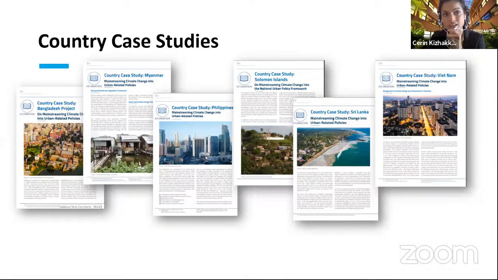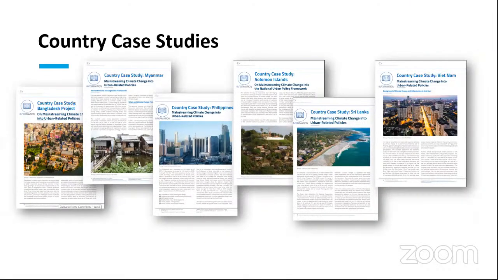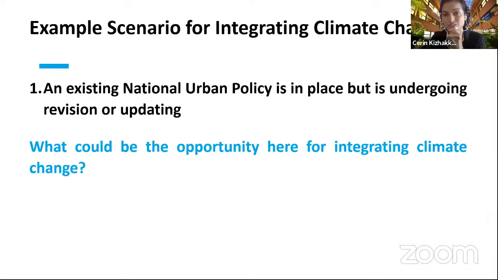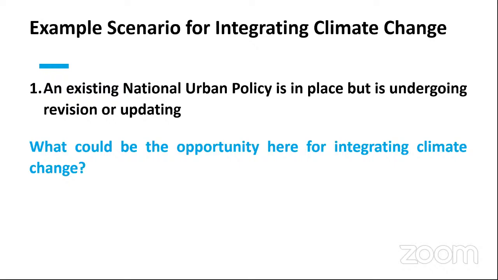Here are a few case studies from all over Asia Pacific that might be helpful, and each of them is also linked. I have a few scenarios, but it depends really on how much you would like to engage. So basically, just imagine you have a national urban policy in place, but it is undergoing a revision or an update. And my question is always the same. What would be the opportunity here to integrate climate change? So Adishri, again, welcoming your help in case you see a raised hand. Sure. So do we have any participants who would like to respond?